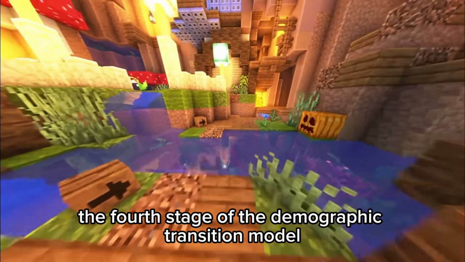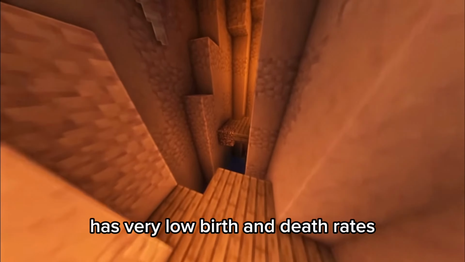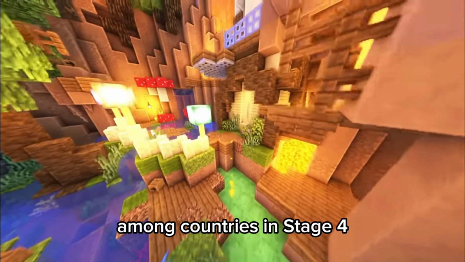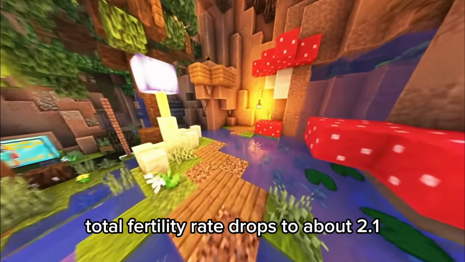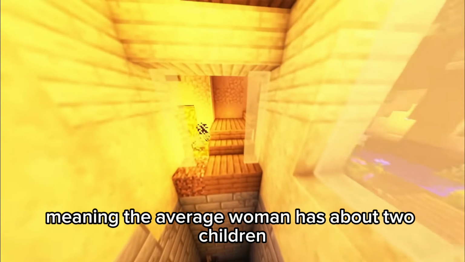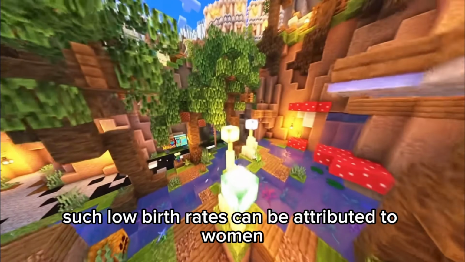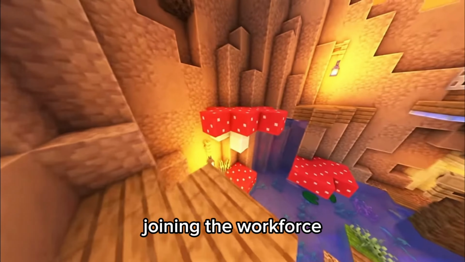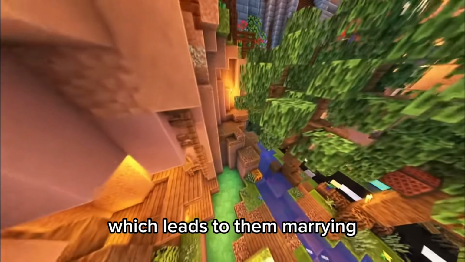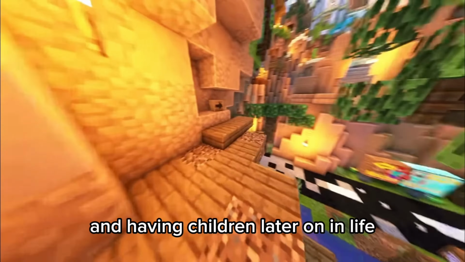The 4th stage of the demographic transition model has very low birth and death rates, and zero population growth is common among countries in Stage 4. Total fertility rate drops to about 2.1, meaning the average woman has about 2 children. Such low birth rates can be attributed to women joining the workforce and getting more access to job opportunities, which leads to them marrying and having children later on in life.